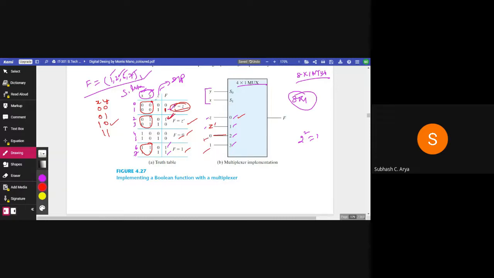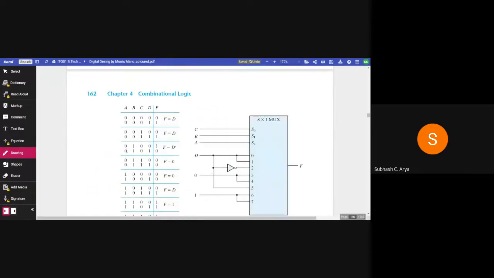So what is the conclusion? The conclusion is that the function which otherwise was implemented with the help of a larger multiplexer, that is the 8 cross 1, we are now able to implement with the help of a 4 cross 1 multiplexer by considering one of the selection lines as an input. In this case, it is Z. Any question? So this is the advantage of learning how to realize higher size multiplexers.